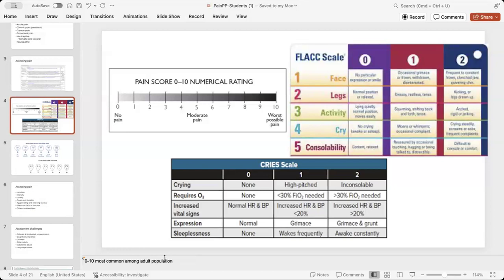What about the FLACC scale, the CRIES scale? What do you think about those? Infants. Or for your children, right? So FLACC scale, we're looking at their face, their legs, their activity, their cry, their consolability. Is that just being used for children? No. Do you have patients who maybe are nonverbal? Then you might have to do that scale on them, okay? CRIES scale, we use that for babies. Right, we're looking at their crying, vital signs, expression.